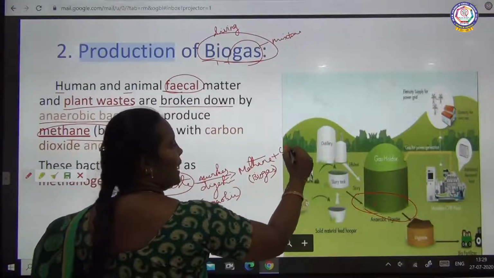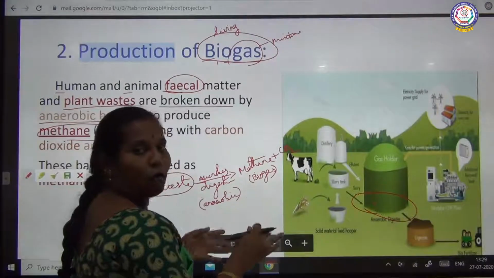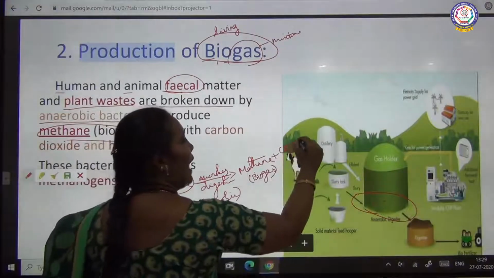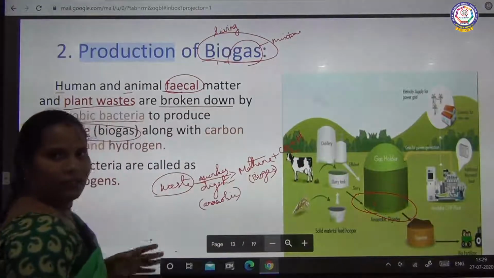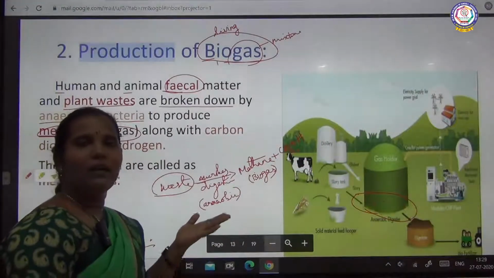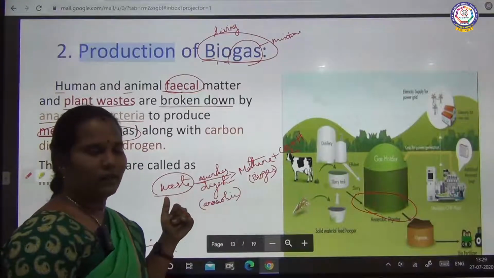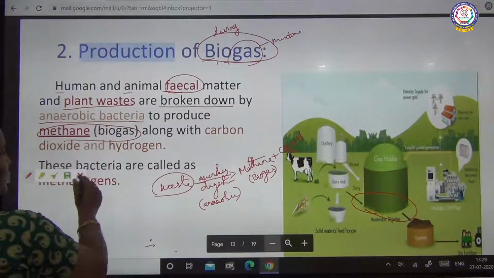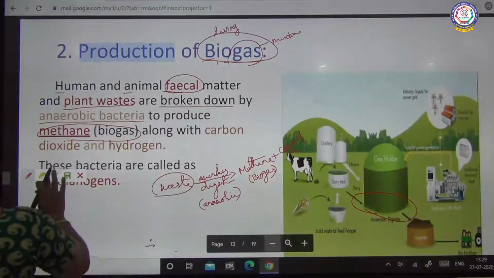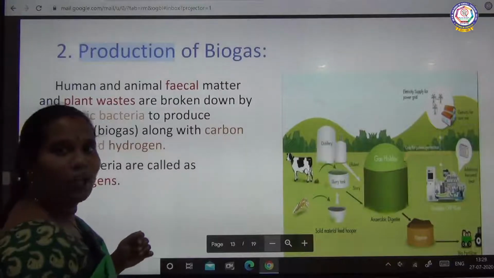Along with methane gas, they release carbon dioxide and hydrogen. So it is called biogas. What is biogas? Biogas means the methane gas. These bacteria are called methanogens.